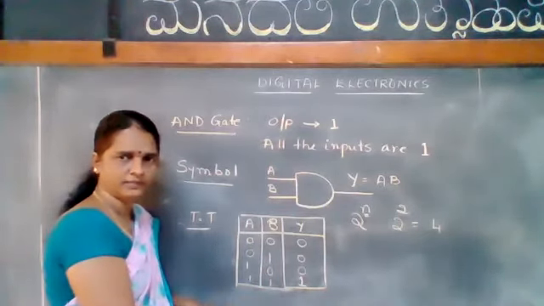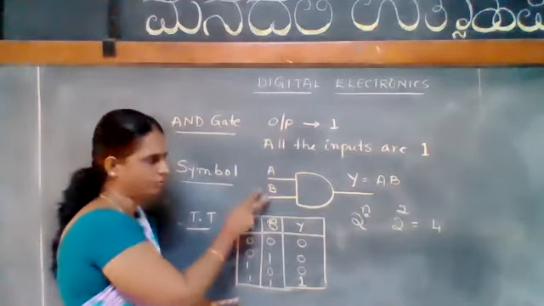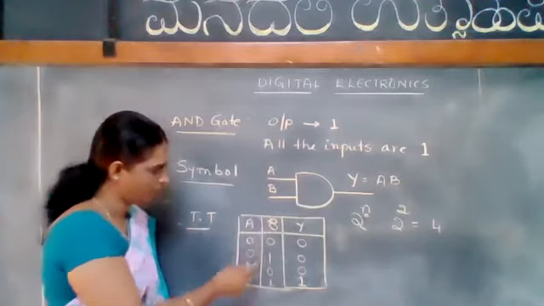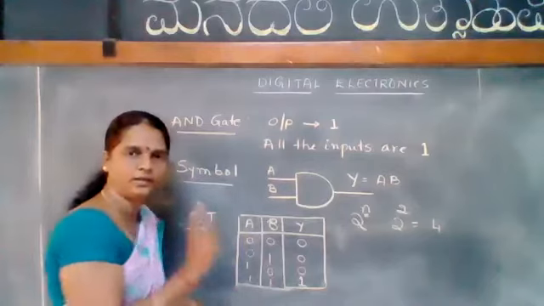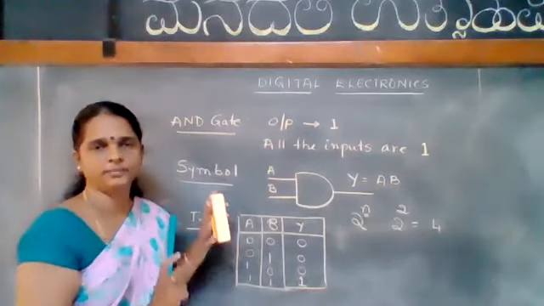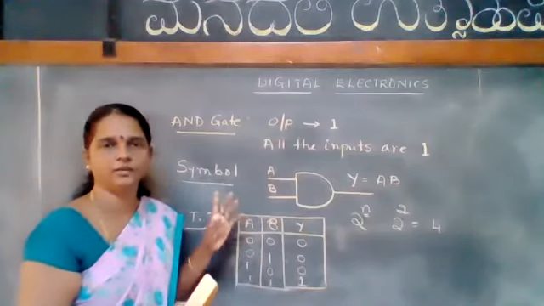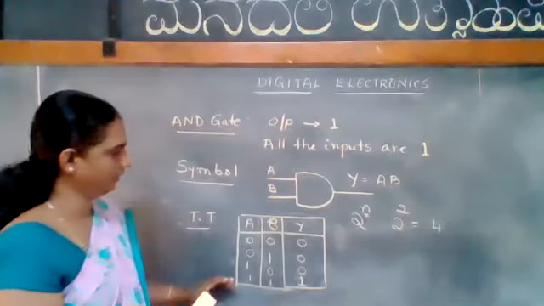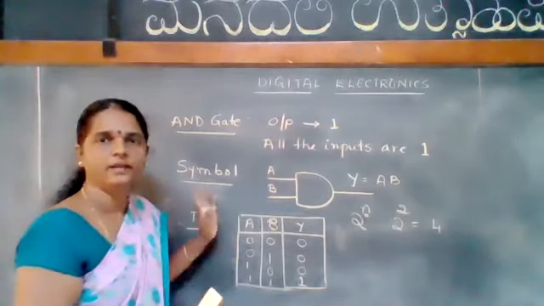Is it clear? This can have more than one input: two inputs, three inputs, four inputs, any number of inputs. But the output goes to high only when all the inputs are high, or all the inputs are at logical 1 state. This is how we can write the truth table for an AND gate.